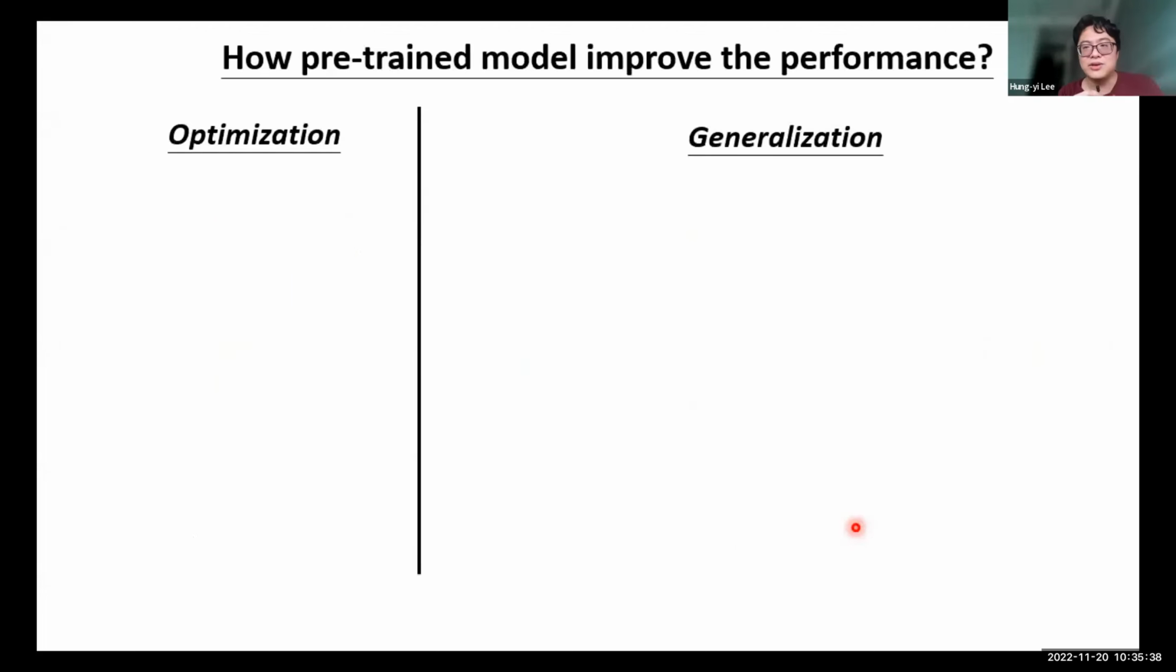And we also want to know why those models become better with pre-training. As you know, a machine learning technique can be helpful in 2 different aspects. One is that it improves the optimization. The other is that it improves the generalization. We want to know which aspect a pre-trained model is helpful for.